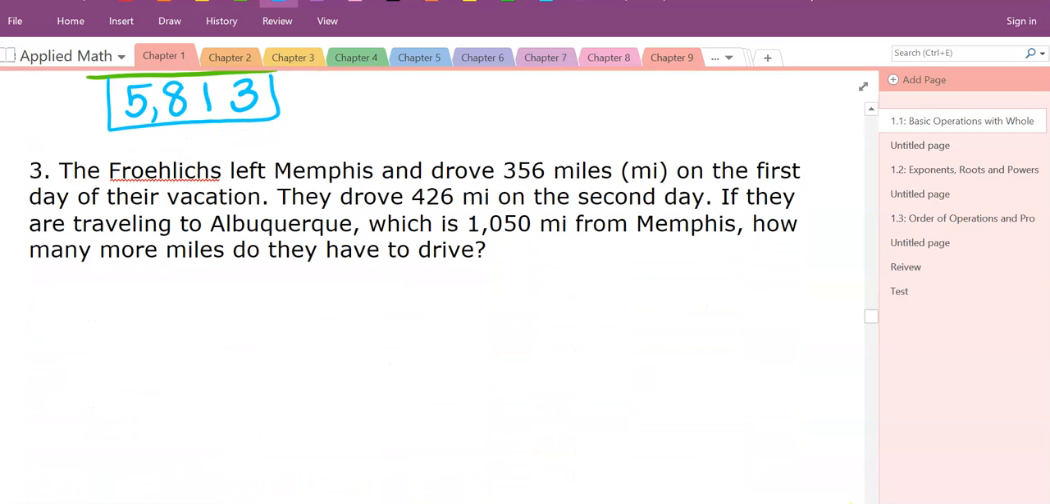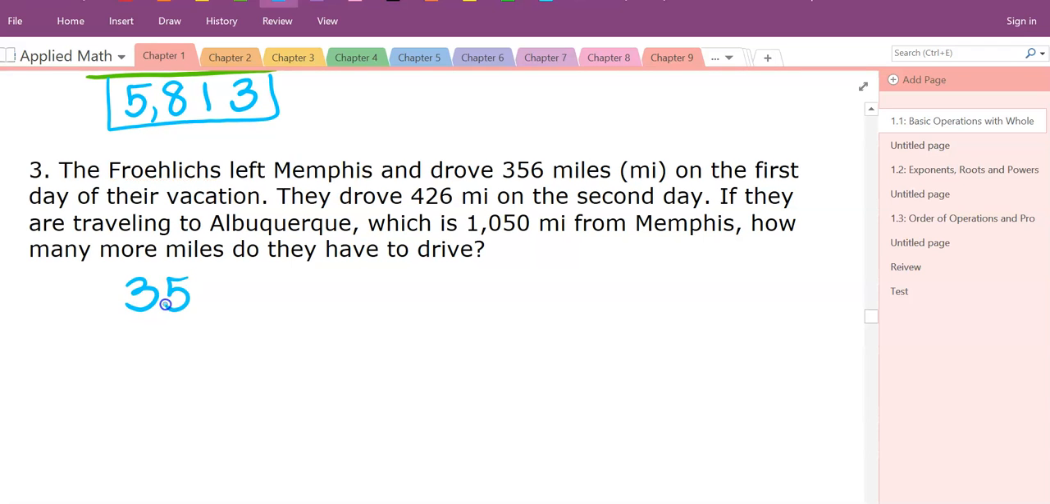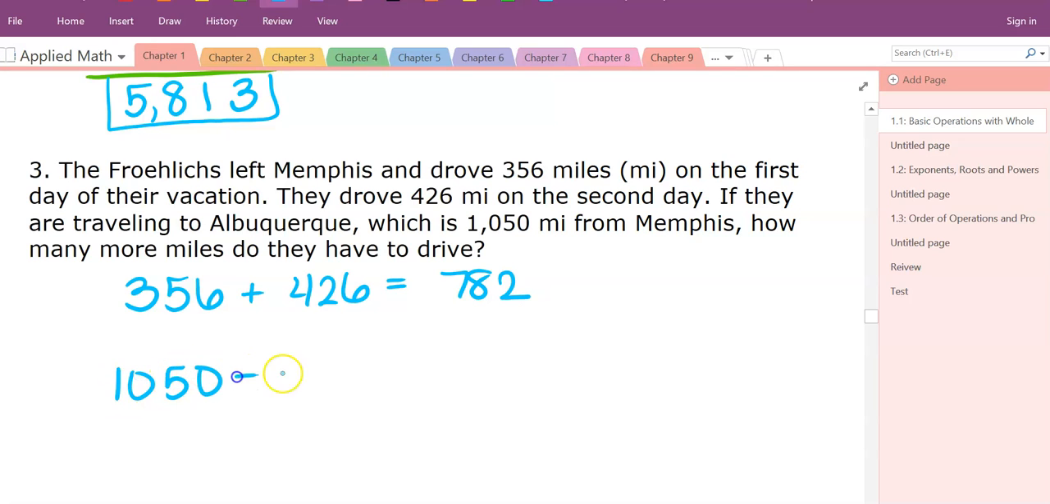If the Freilicks left Memphis and drove 356 miles on the first day of their vacation, and then they drove 426 miles on the second day, and the total trip is 1,050 miles, they want us to figure out how many more miles they have to drive. So I would first add 356 and the 426, and that's going to be 782. And then take that 1,050 and subtract that 782. And this is going to tell us how many miles they have left. So if you do that, you should get 268, and let's label it with miles.